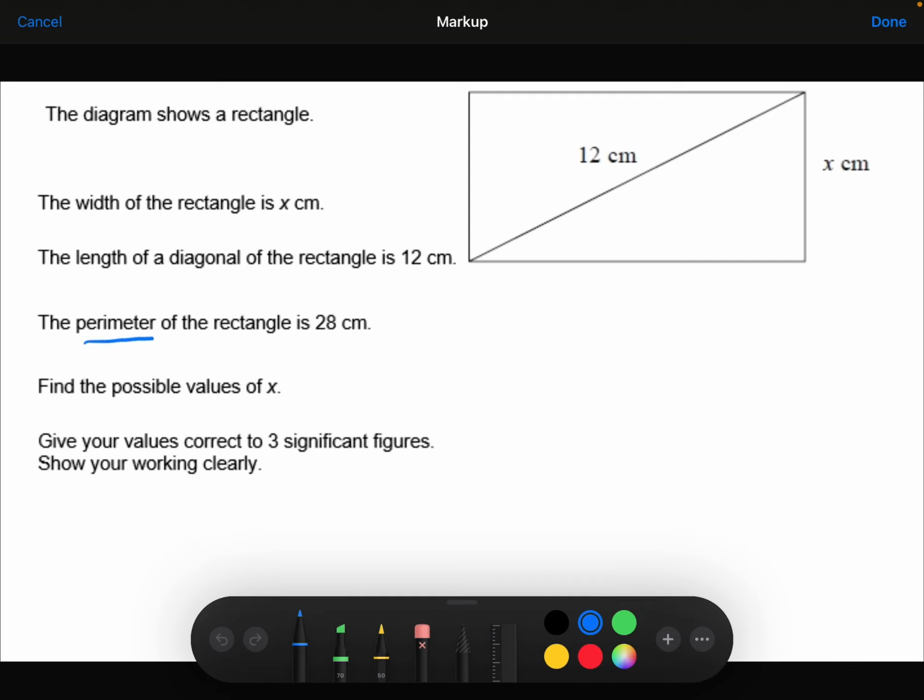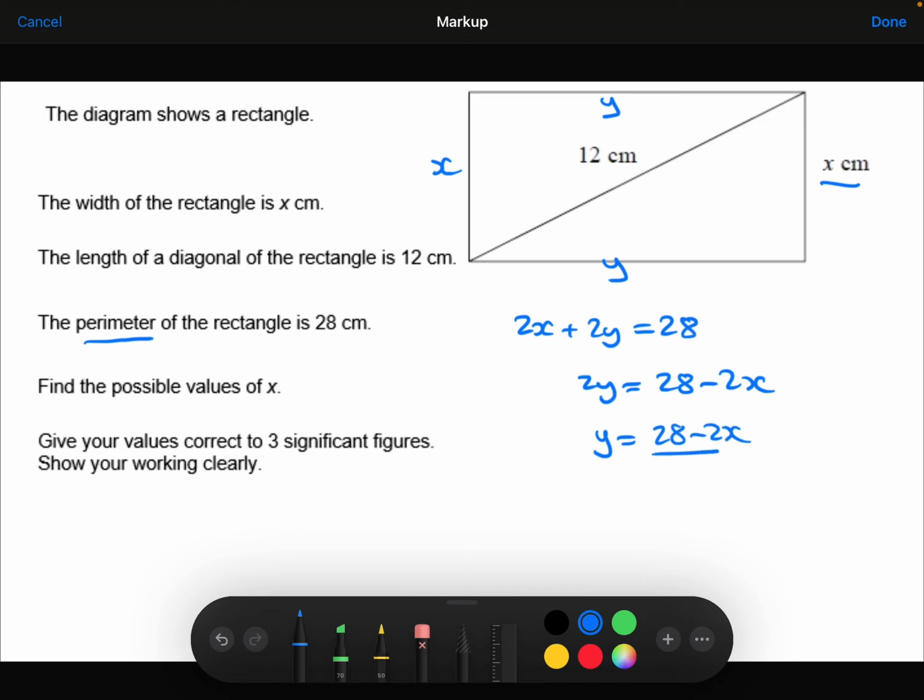So the fact that the perimeter is 28 is telling me that x plus, for now I'll call this y, plus y is 28. So 2x plus 2y is 28. So 2y is equal to 28 minus 2x. And so y is 28 minus 2x divided by 2, which is 14 minus x. So I can replace this y that I made up with 14 minus x.